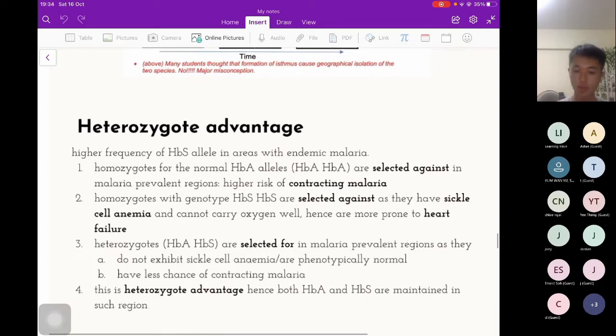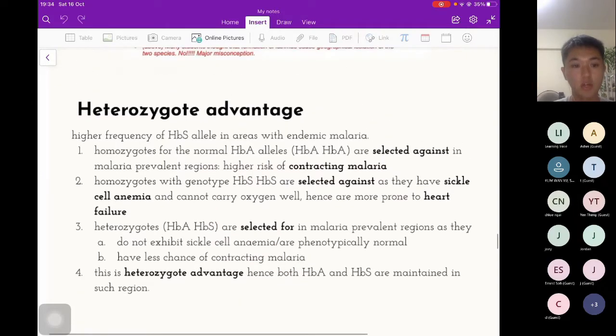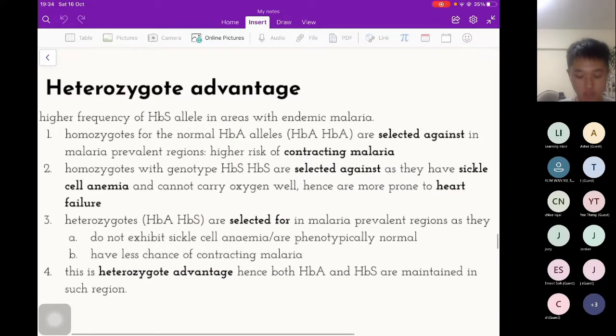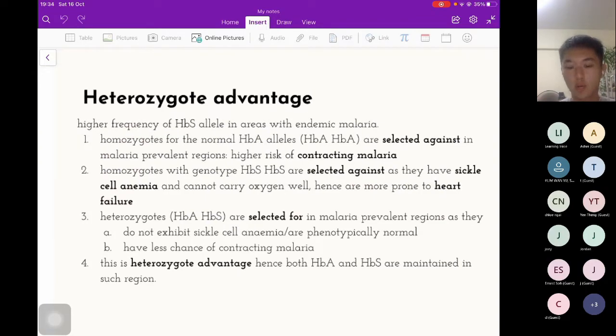Next, someone wanted a clarification between heterozygote advantage and heterozygote protection. We go to advantage first. Advantage refers to, and this is the most common disease that we're ever going to talk about, sickle cell anemia. Why is it so common? Because we can talk about it in proteins, in evolution, in gene mutation, and other topics as well. In this part of the sickle cell content, we're only focusing on the HBA and HBS alleles.